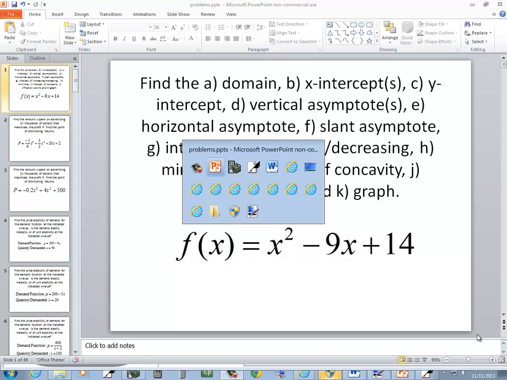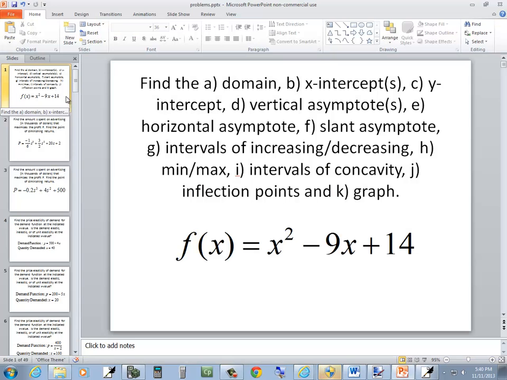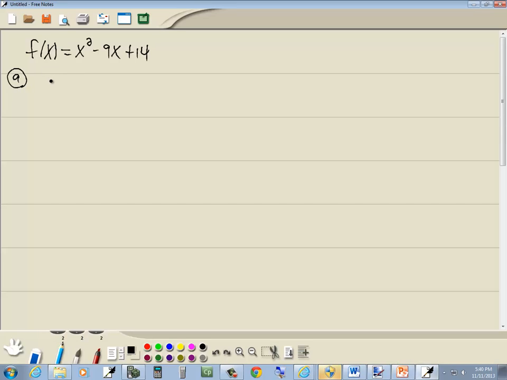Let's take a look at this problem. We got f of x is equal to x squared minus 9x plus 14. And let's go down through the different items. A, find a domain. Well, it's a polynomial, quadratic, so our domain by default is negative infinity to positive infinity.